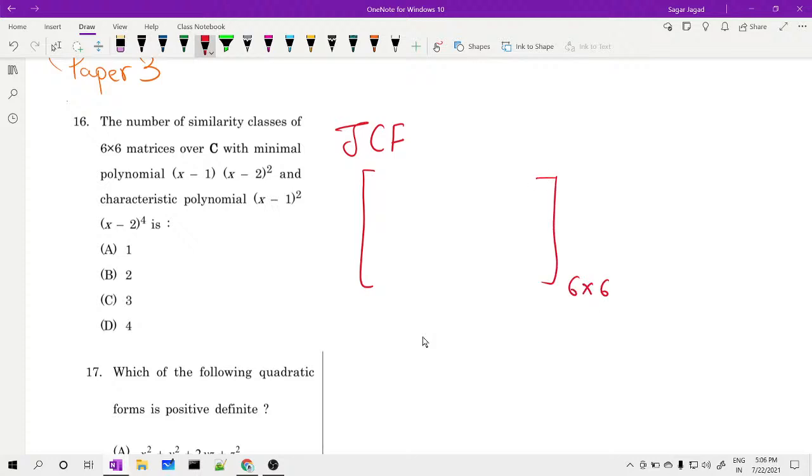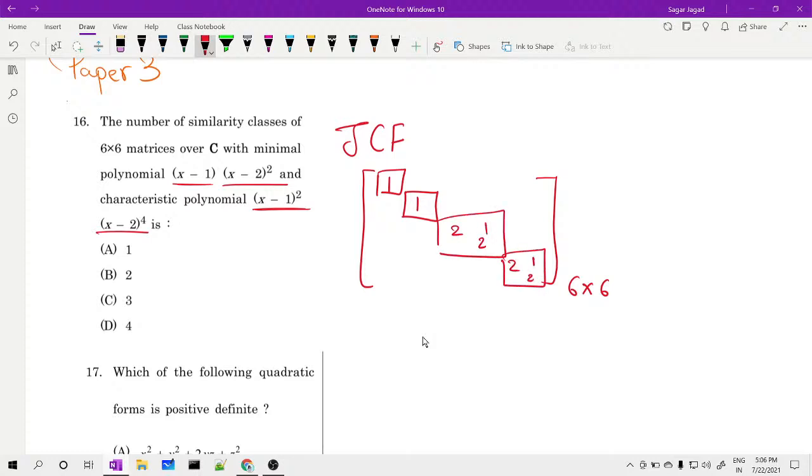Now based on it, what is a block size of 1? The block size of 1 is maximum size 1, and there are two ones, so there should be 1 1. So this is the first block and this is the second block. Now this is 4 and this is 2, so maximum size could be 2. Based on this, I can make this, or I can make one more in this.